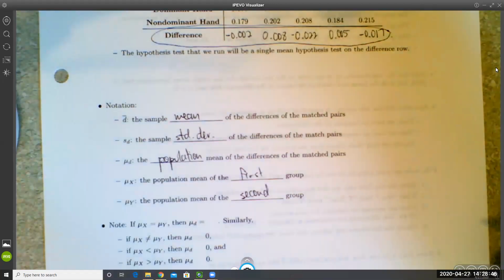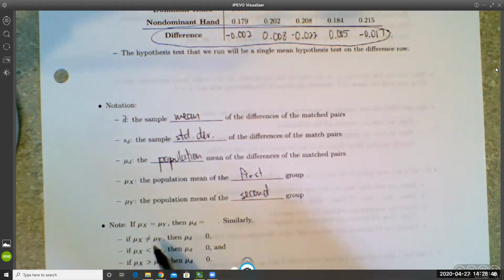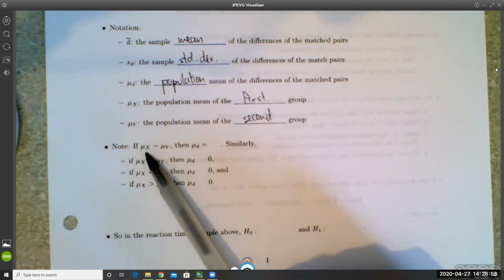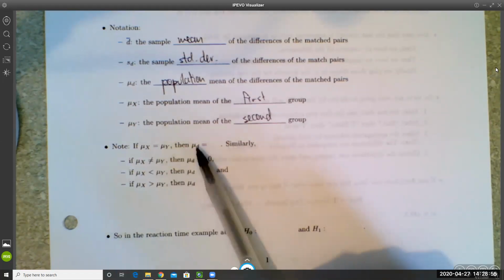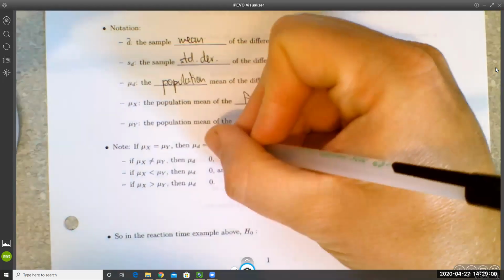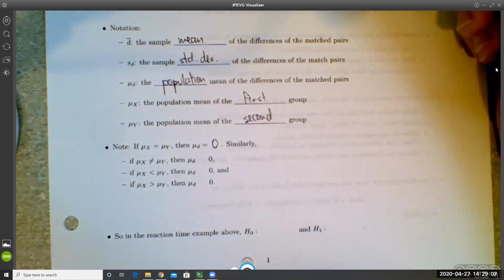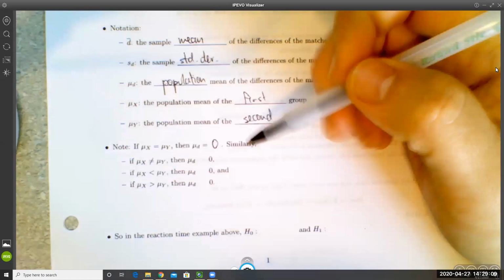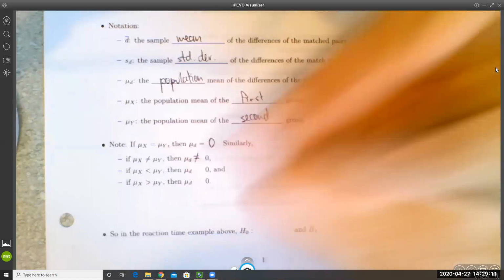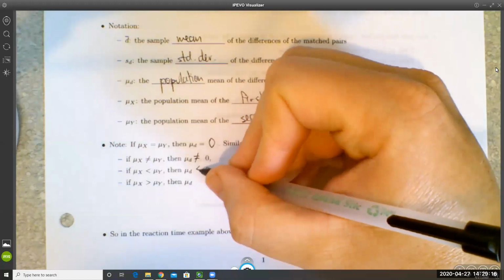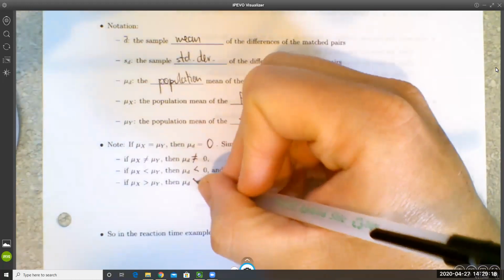So with that notation in mind, here are some things that will be useful for us when we go to run this test in StatCrunch. If our null hypothesis is that mu sub X equals mu sub Y, then the equivalent statement would be that mu sub D equals 0, as we discussed earlier in this set of notes. If mu sub X does not equal mu sub Y, then mu sub D does not equal 0. If mu sub X is less than mu sub Y, then the differences are negative, and if mu sub X is greater than mu sub Y, then the differences are positive.